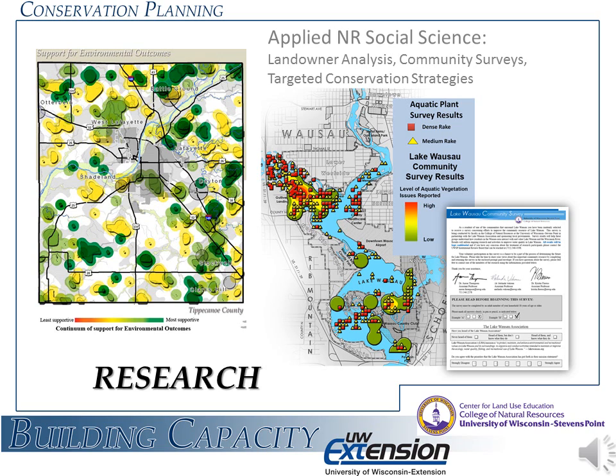One of the other areas where we're doing a lot of research and development is in applied natural resource social science. We know that in order for planning efforts to be successful, they have to include local stakeholders. Some of this work comes in the form of community surveys and landowner analysis, but going beyond that, how can we link this information into a spatial framework so that we can evaluate both social and ecological data?